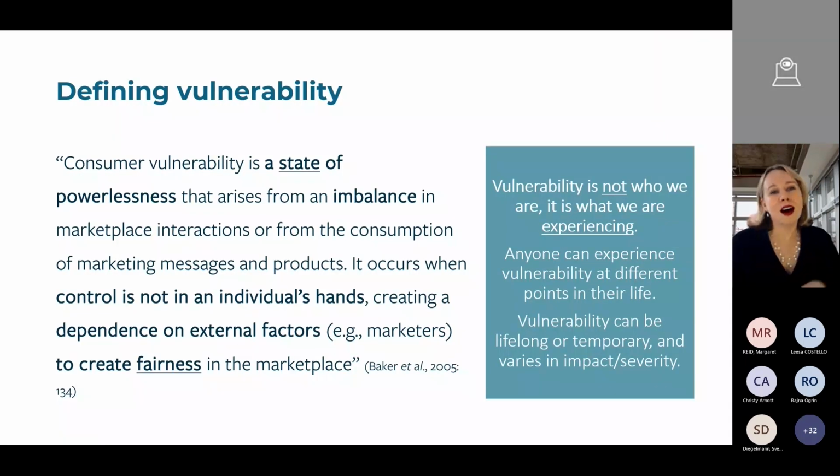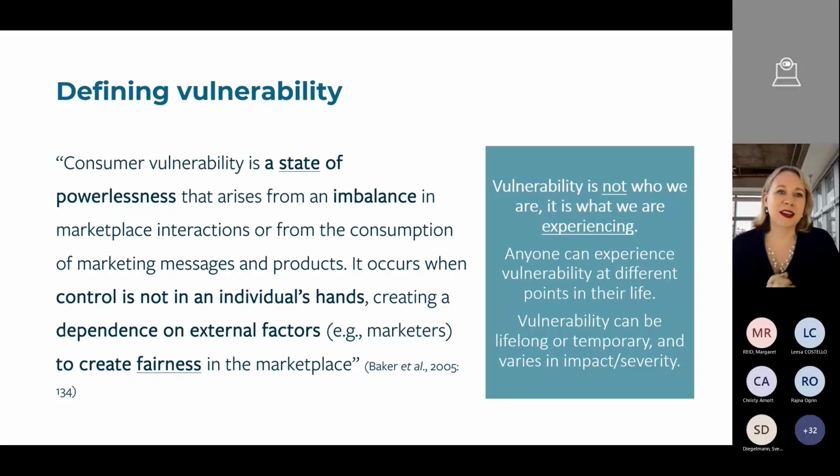So I come to vulnerability from the point of view of a marketer, from someone in consumer psychology, and looking at how we as businesses are interacting with people on a day-to-day basis who we see as customers, but who may be experiencing a range of different vulnerabilities at any one time.